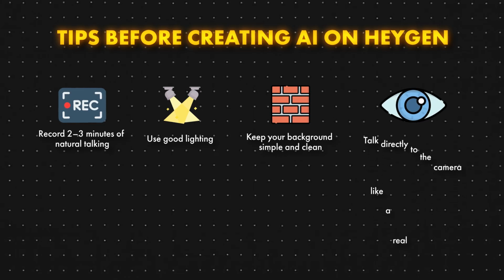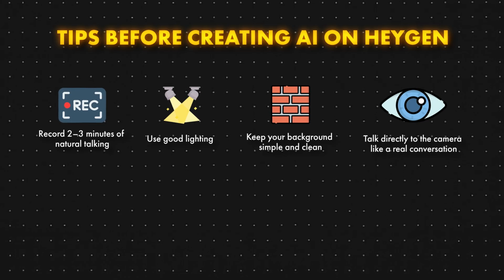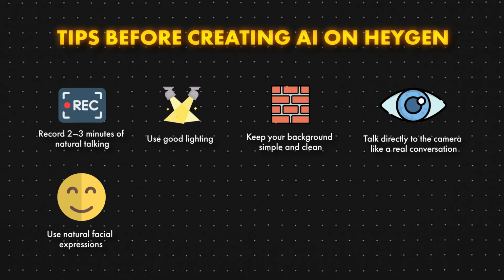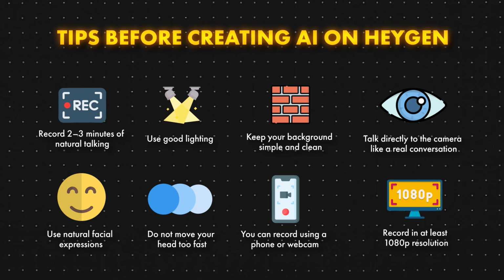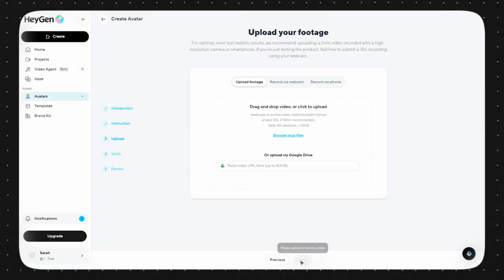When you record, look straight at the camera and speak at a normal pace. Use natural facial expressions and small hand gestures just like you would when talking to a friend. Do not move your head too fast because the AI needs smooth footage to learn your movements accurately. You can record this footage on your phone or webcam, and HeyGen lets you upload it right from your computer. Make sure your video is at least 1080p resolution for the best quality. Once your video is ready, click upload footage and select your file.